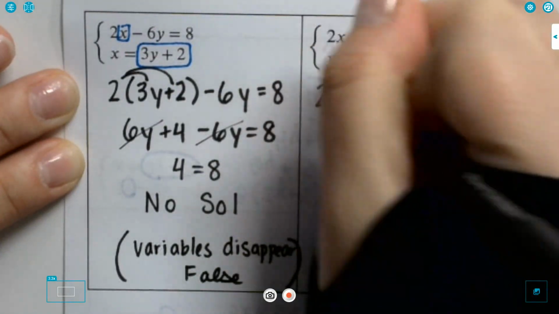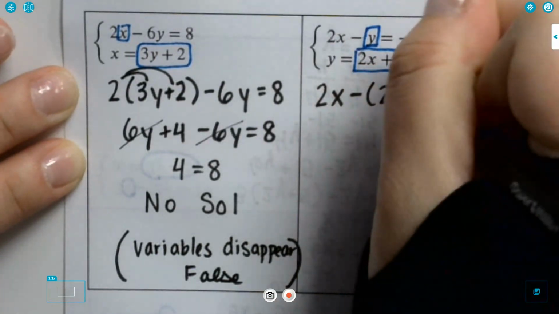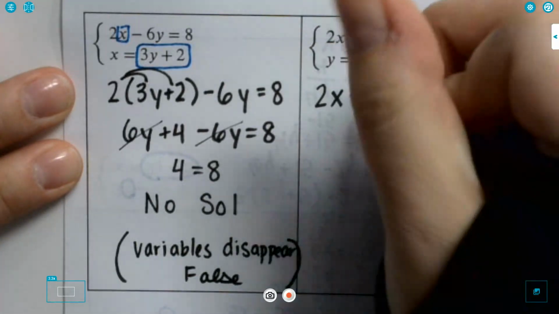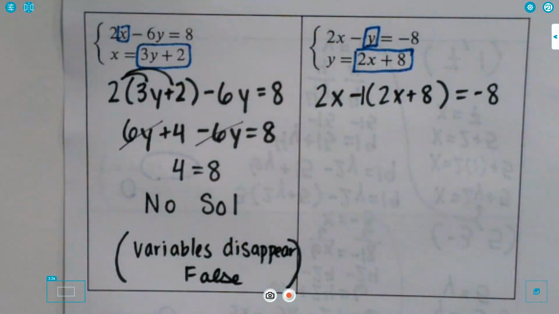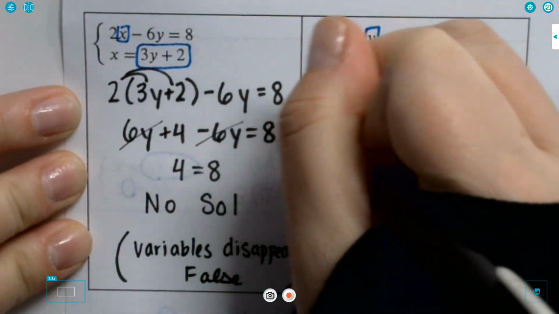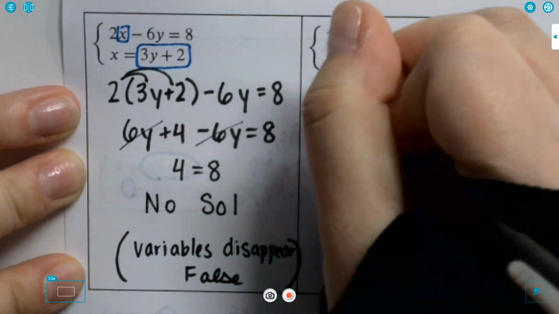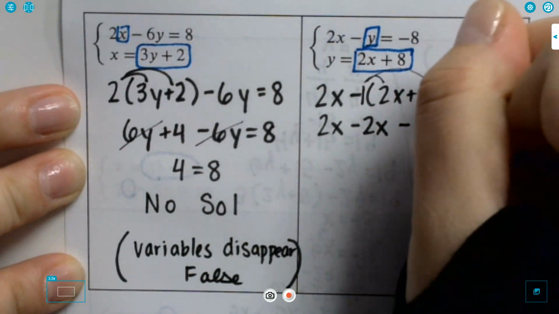It's going to be 2x minus, and then in parentheses, I'm plugging in the 2x plus 8. So this one's a little tricky because it's that minus y. We can put an imaginary 1 here, if that helps you. And that is equal to negative 8. Okay. We're going to distribute that negative 1. So we got 2x. Negative 1 times 2x is minus 2x. Negative 1 times 8 is negative 8. That is equal to negative 8.